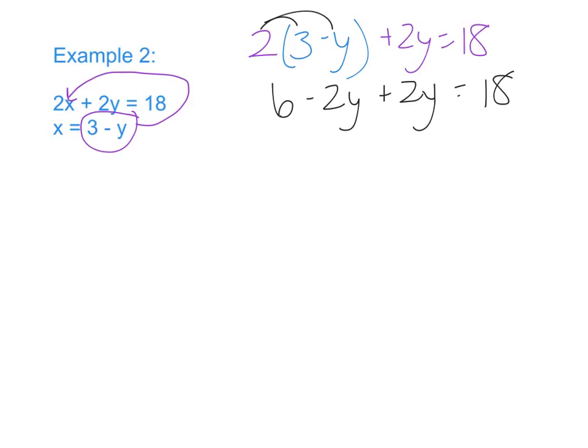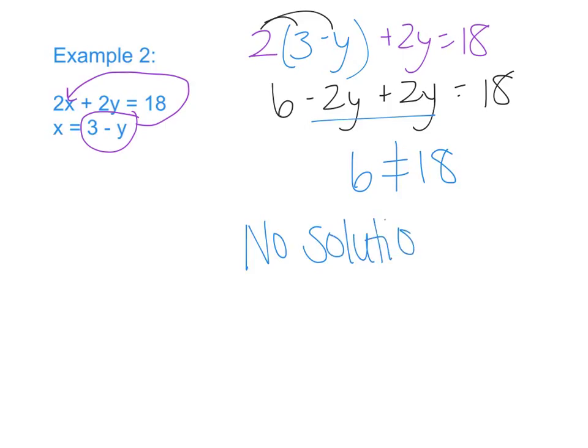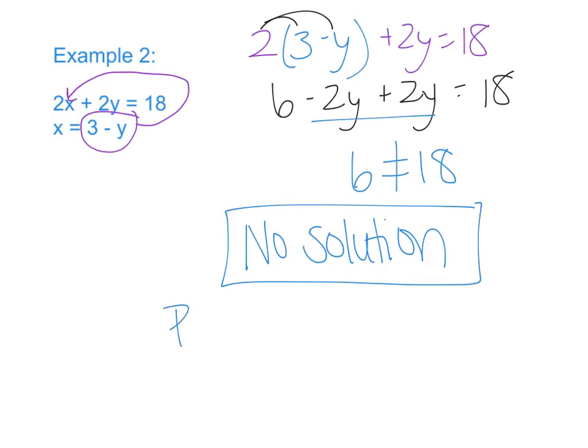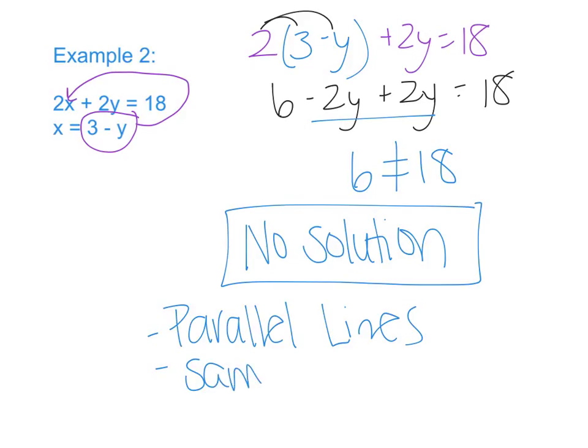Now, when we go to combine like terms, negative 2y and positive 2y are going to give us 0. So we are left with 6 equals 18. Since this is not a true statement, this system of equations has no solution. What would happen is if we would graph this, the two lines would be parallel. So I'm going to make a note that these are parallel lines, and they will never ever cross. They also have the same slope that makes them parallel. So it is no solution.